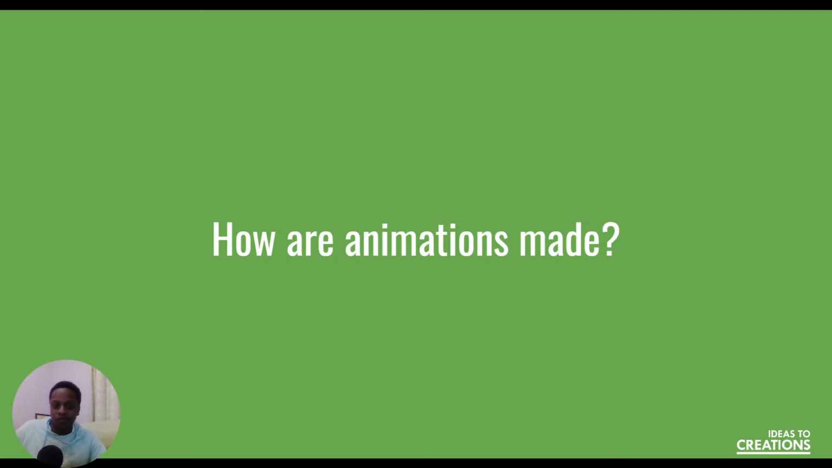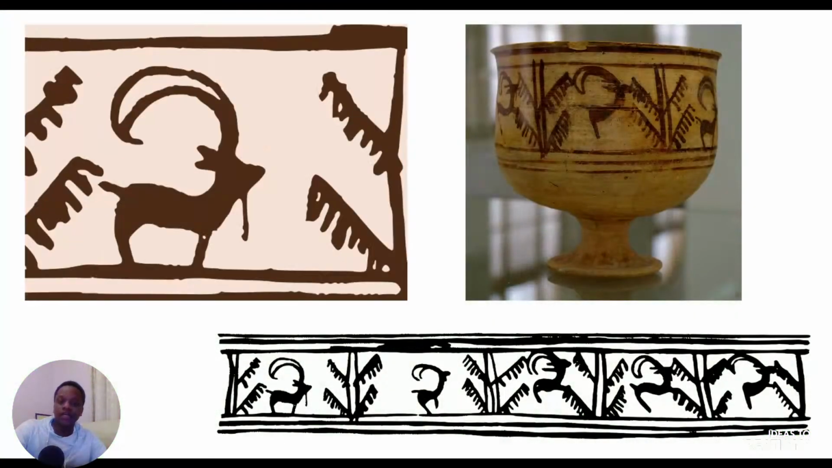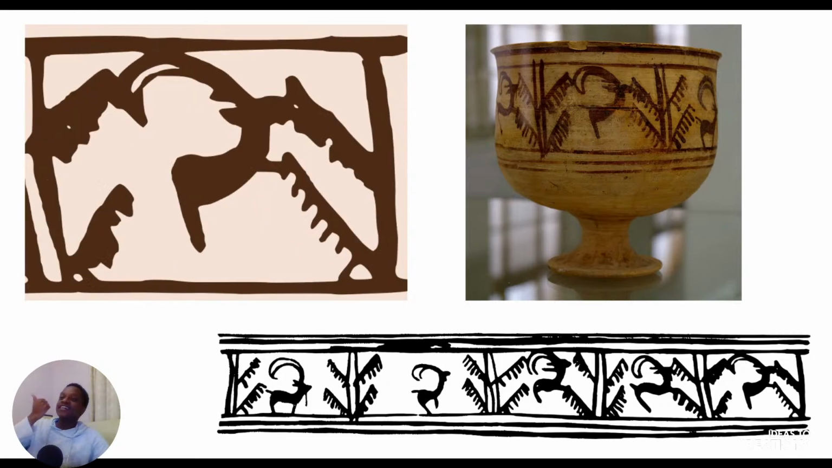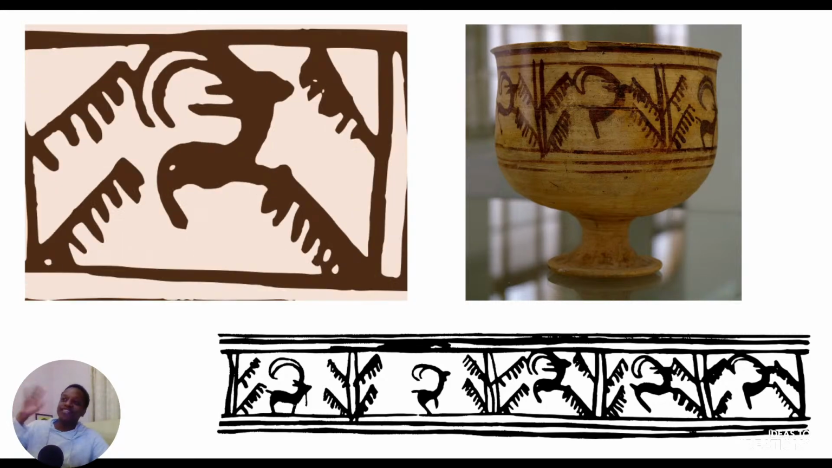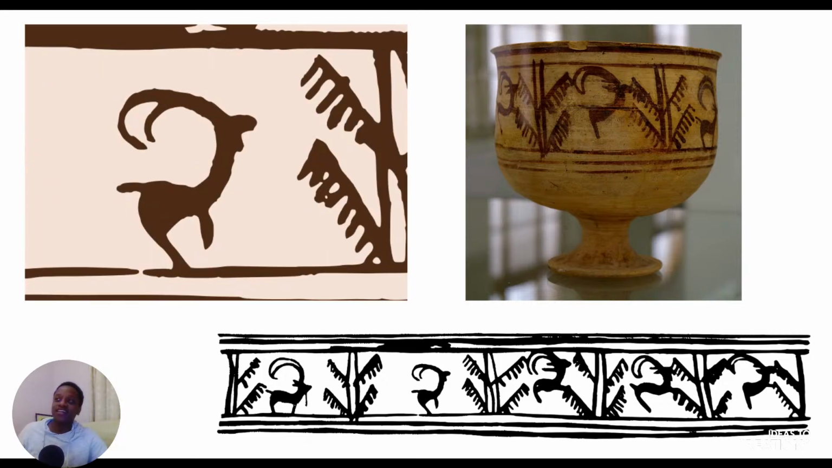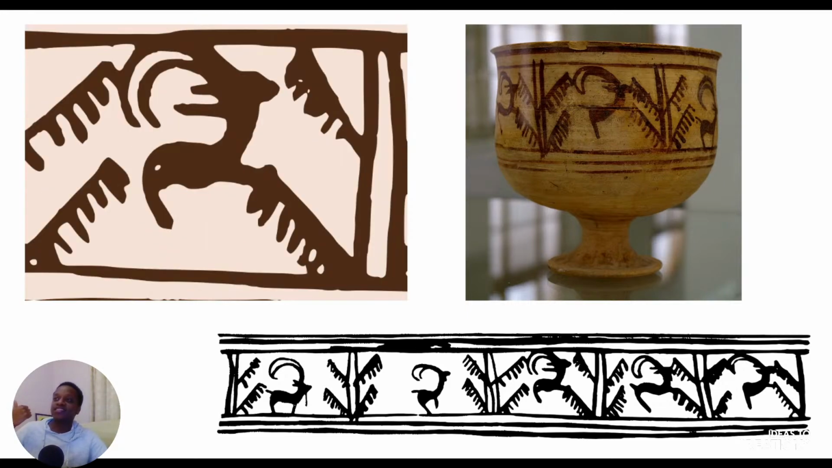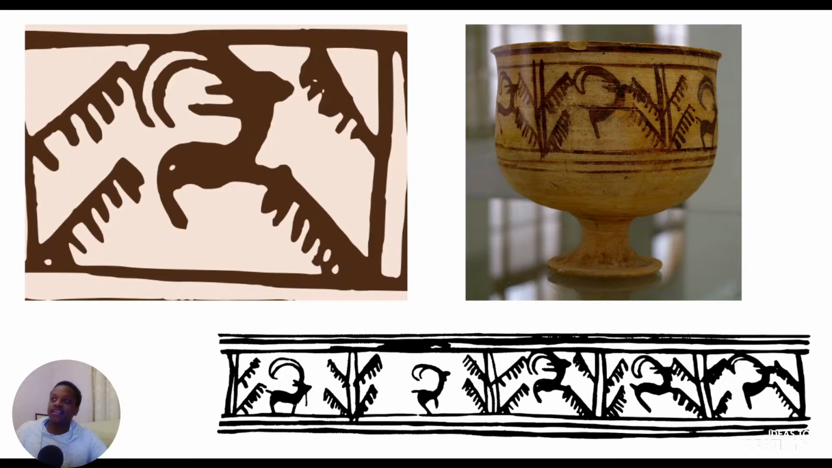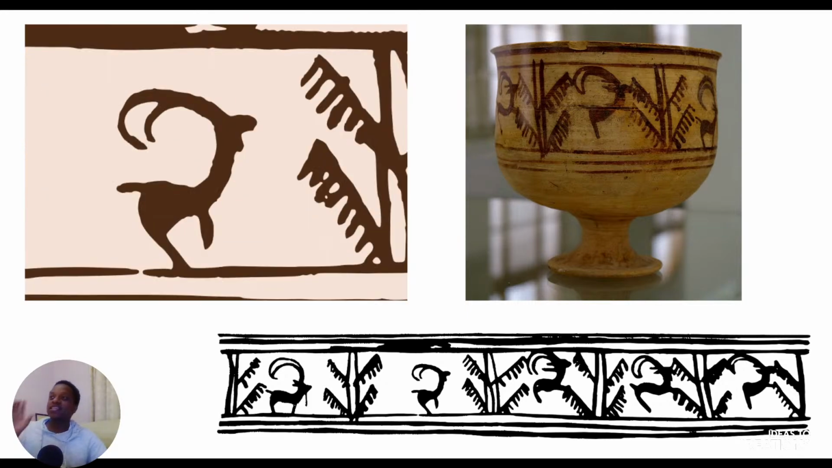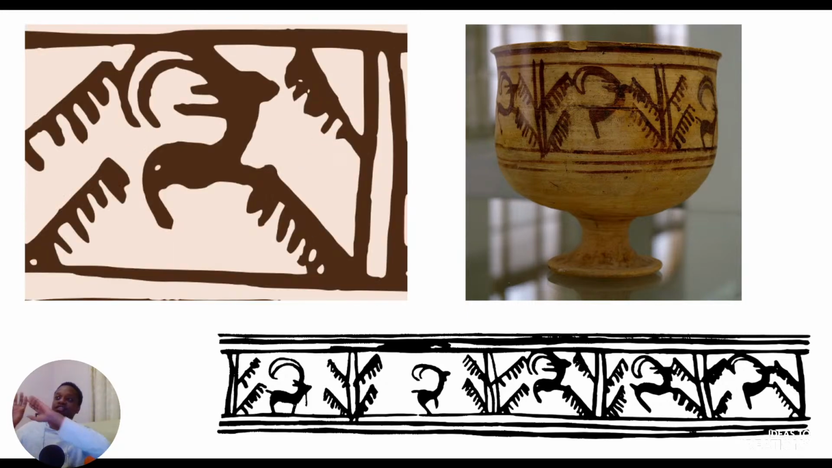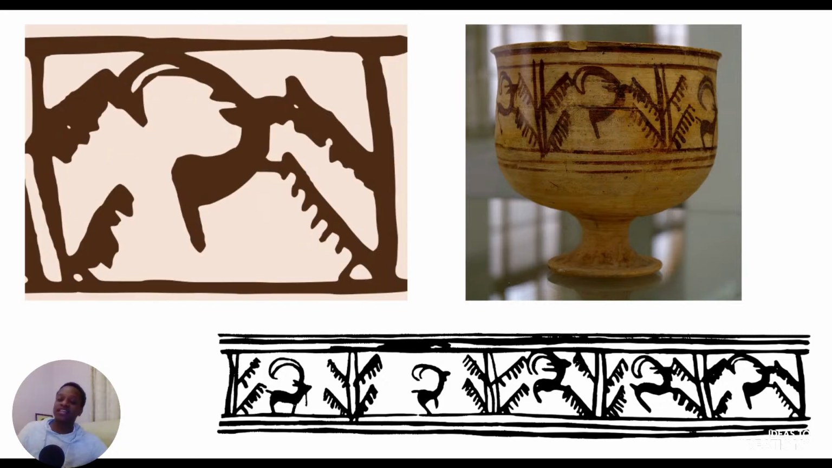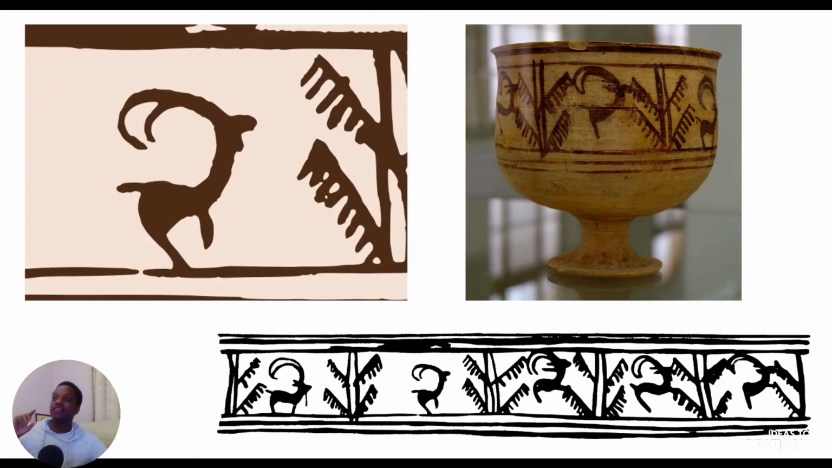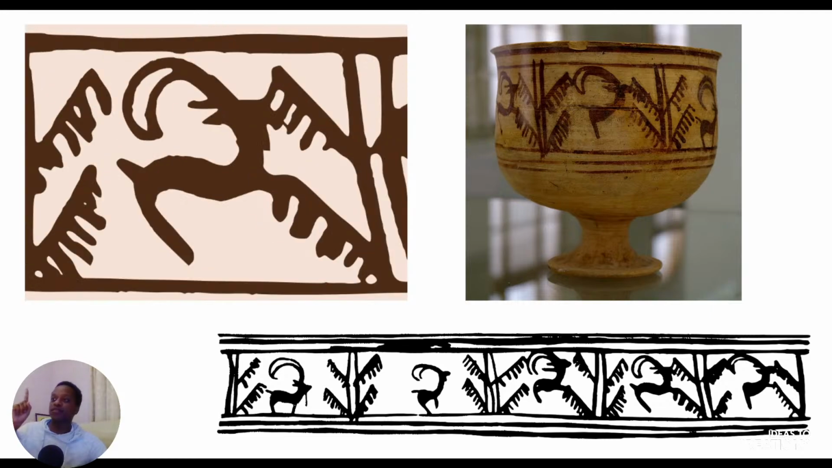What are we watching when we're watching an animation? Here's an interesting little animation of a goat, found on this vase from who knows when. If you spin the vase around, you can see that this strip on the side is what's been applied on the vase, and if you spin it around, you basically get this gif up here.